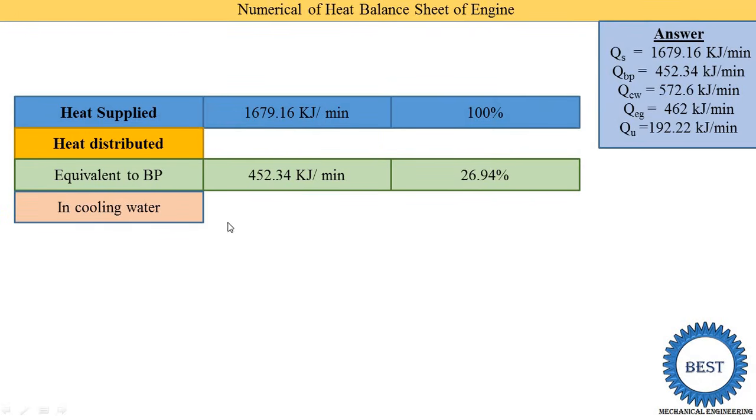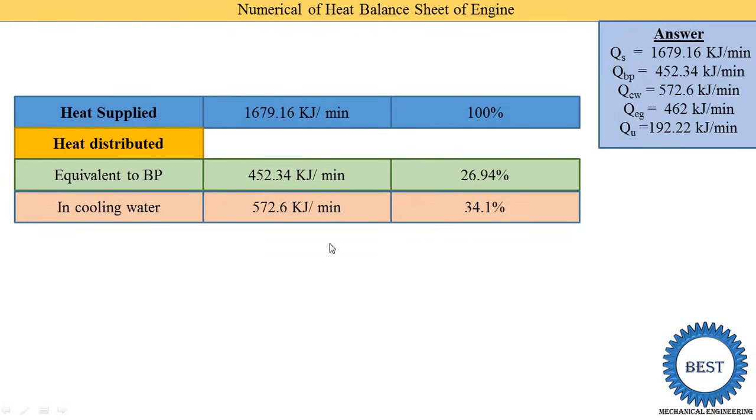So you get the answer 26.94. Then next is the cooling water. In cooling water, the amount of heat rejected is 572.6. So 572.6 divided by 1679.16 into 100, then you get the percentage, 34.1%. So here you see we supplied 100% of the energy, and out of 100 only 26.94 is useful. 34.1% is going in the cooling water.